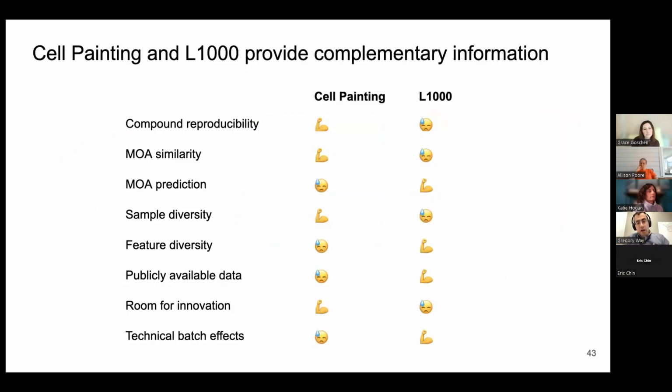And so we did all of these analyses on these rows, and basically there's a trade-off between cell painting and L1000, so cell morphology and gene expression. And there's lots of different considerations to make when deciding which assay to pursue.